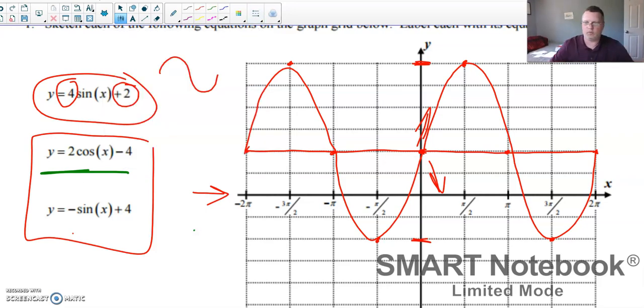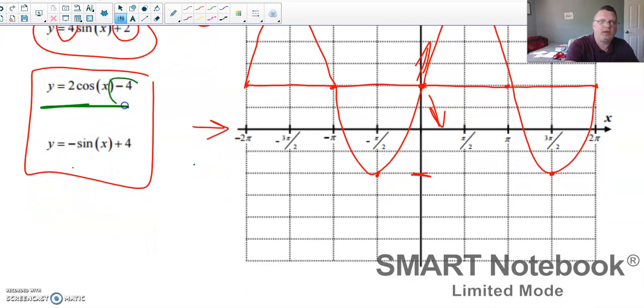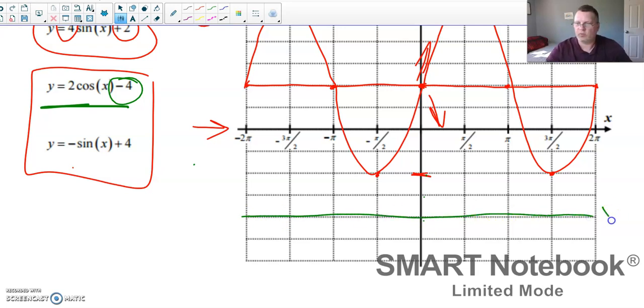Okay. So remember, the first thing you want to do is find your midline. Okay. This is your midline. 1, 2, 3, 4. This is your midline right here. And you label it y equals -4. That's the midline. Now you're going up 2 and down 2. It's cosine. All right. So that's your cosine curve.